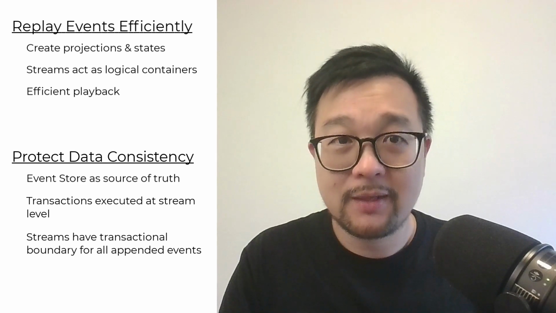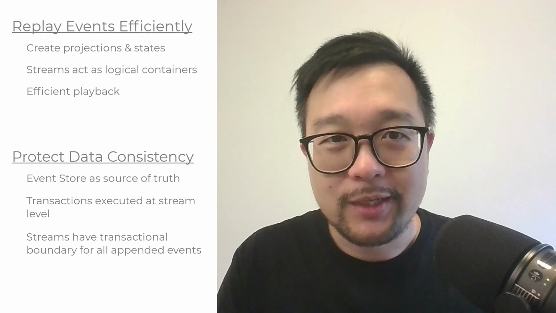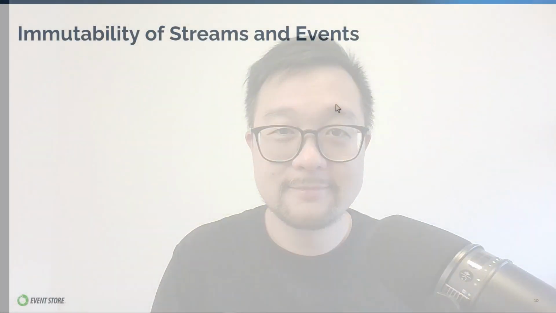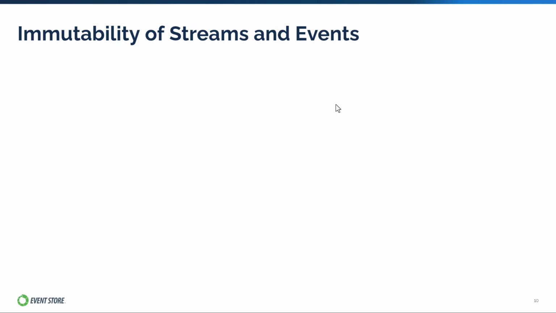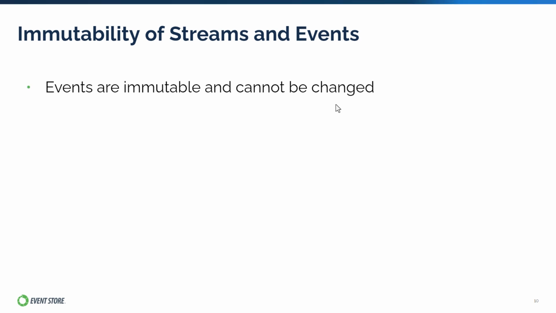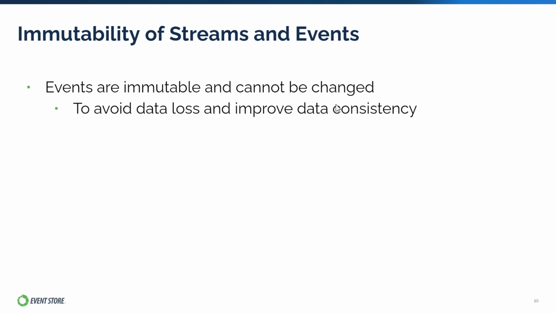to it. This topic will be explored in more detail in a later video when streams and transactional consistency are discussed. As mentioned in the previous video, events are designed to be immutable and cannot be changed so that you can avoid data loss from updates and deletes and keep your data more consistent. This can enable a better development experience and performance optimization.